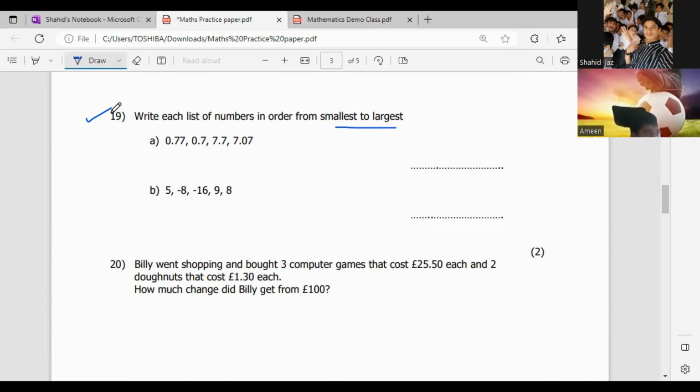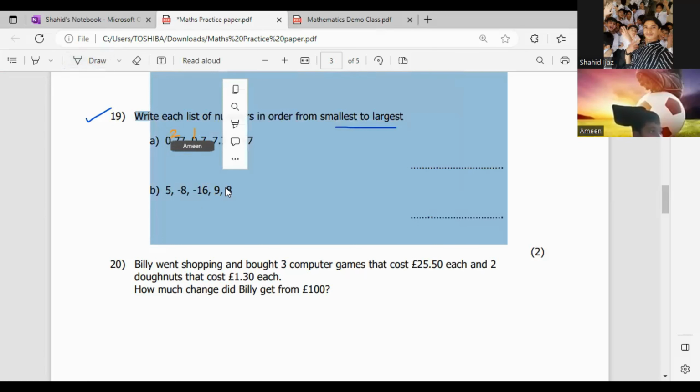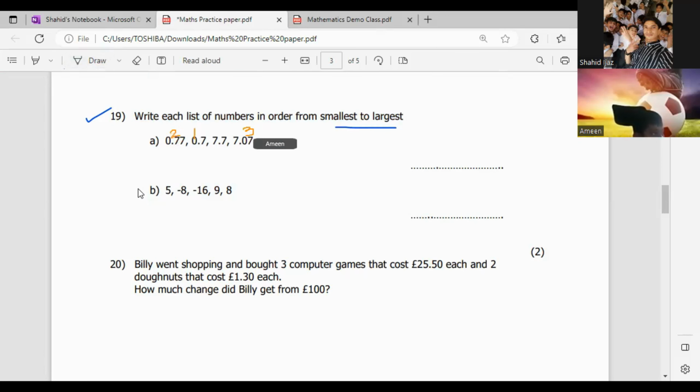You look at the biggest place value. This one is the smallest. This is the second smallest. This is the third smallest. That's the fourth smallest. This is the first smallest. Second smallest. What's next? This is third, fourth, and fifth. Okay, very good.